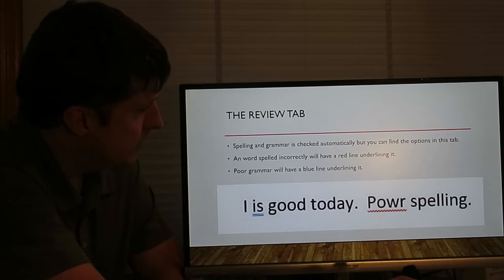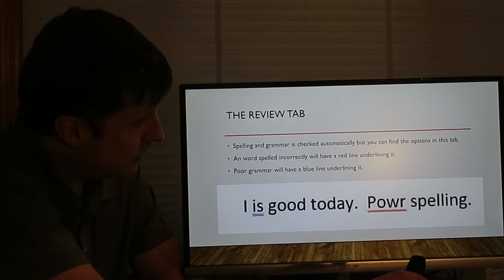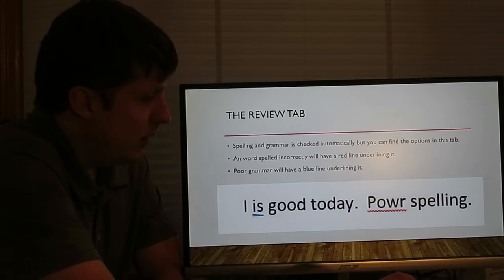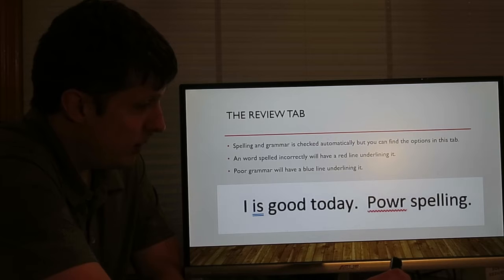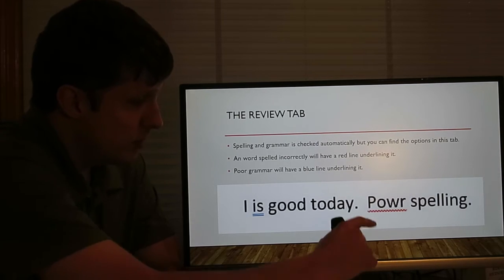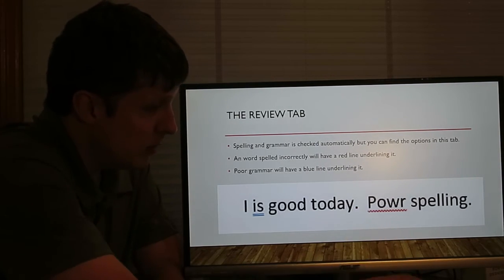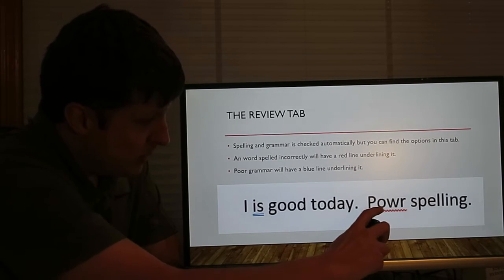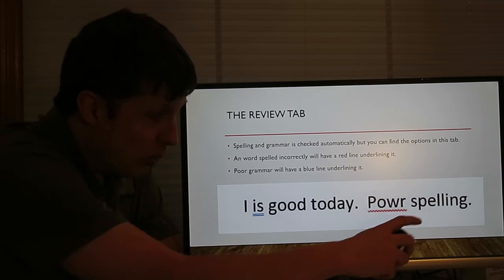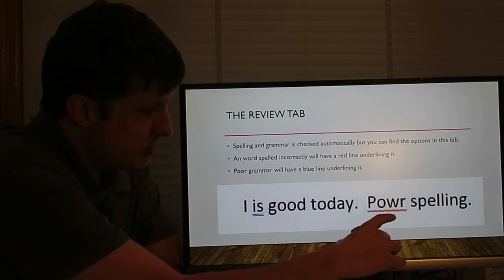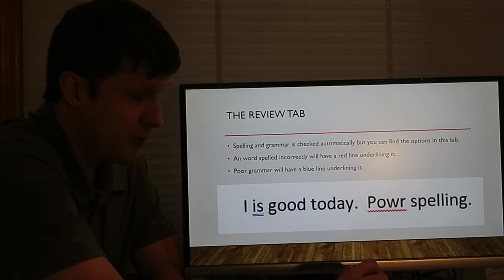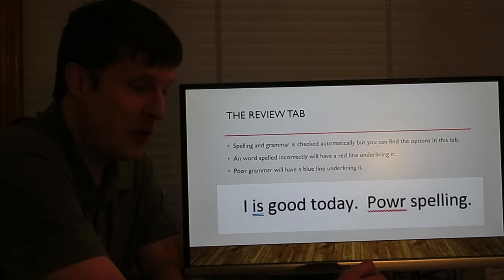The Review tab. Spelling and grammar is checked automatically, but you can find the options in this tab. I have never been to the Review tab other than when I was learning about this video. Mainly because when you spell stuff wrong, by default, Microsoft Word 2016 is going to underline your word with a red squiggly line. This says POWR spelling. I was trying to say pour incorrectly. Unfortunately, this was spelled so incorrectly that when I right-clicked on the word, it did not have the correct spelling option for what I wanted.